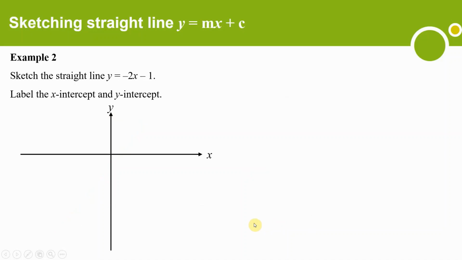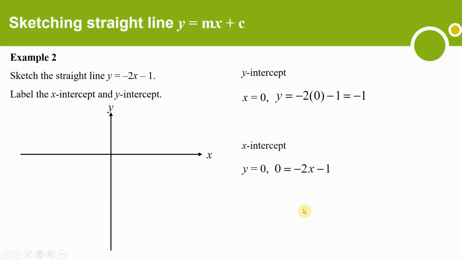So let's have another example. In this example, this is a negative gradient. So we will expect the graph to go something like this. Okay. So let's do the same thing again, finding x-intercept and y-intercept very quickly. For y-intercept, x equals 0, y is negative 1. For x-intercept, y equals 0, and we solve the equation, x equals negative half. So now we can draw the straight line using these two intercepts, (0, negative 1) as well as (negative half, 0). So it looks something like this.